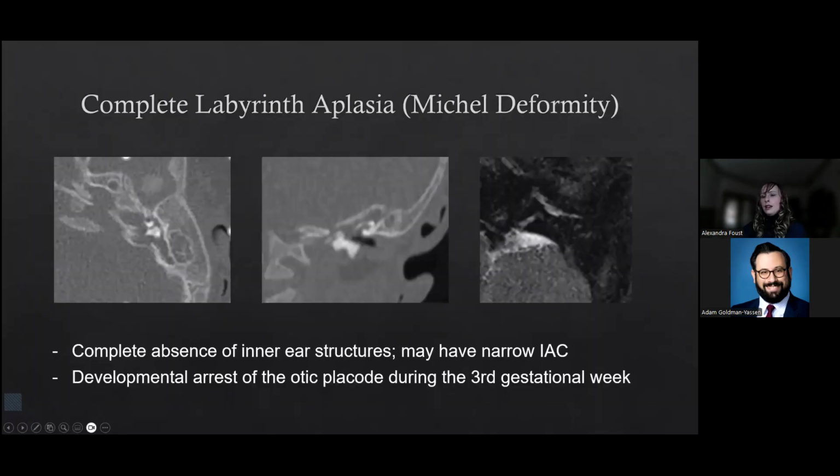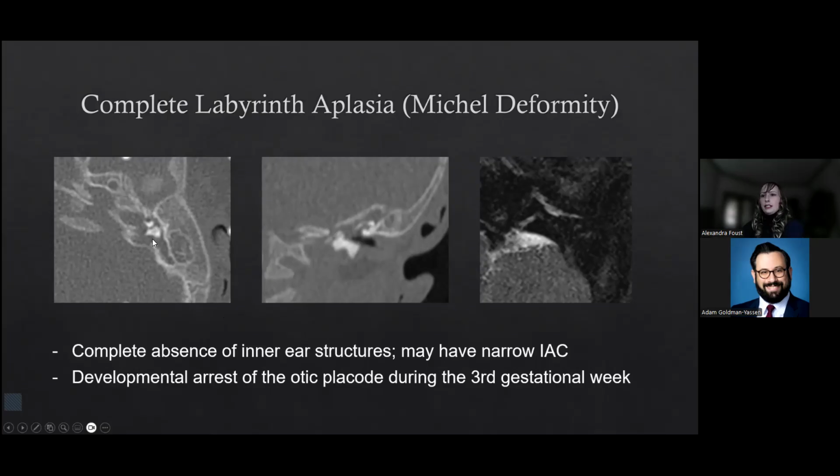So starting at the severe end of the spectrum, we'll work our way to the milder malformations. This is complete labyrinthine aplasia, sometimes called Mitchell's deformity. In Mitchell's deformity, you're dealing with complete absence of all of the inner ear structures. So it's a really early hit or problem where the otic placode, as it's supposed to be forming in the third gestational week, becomes arrested and so never forms any of the inner ear structures.